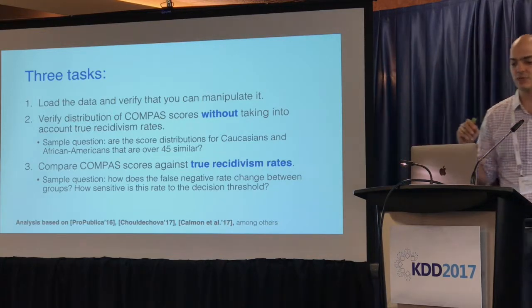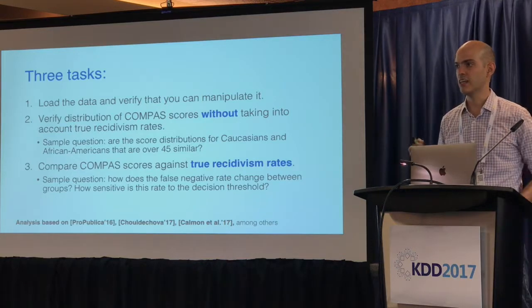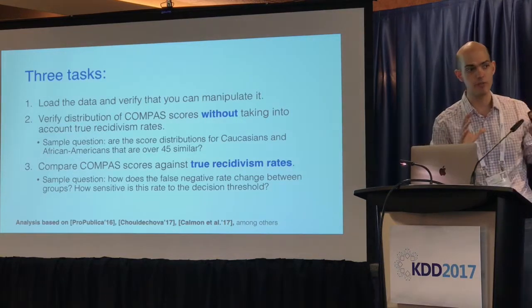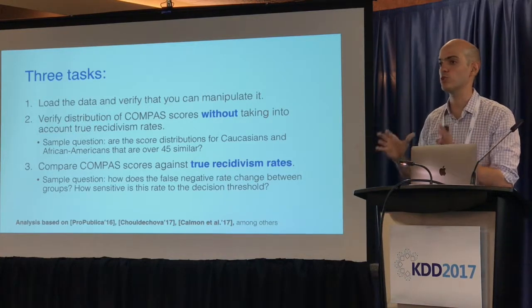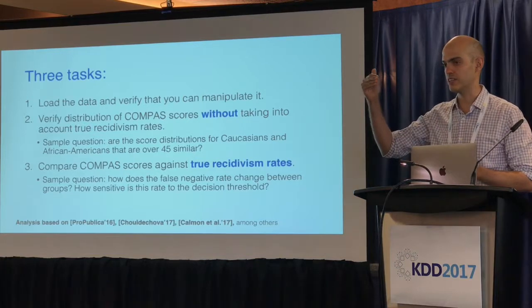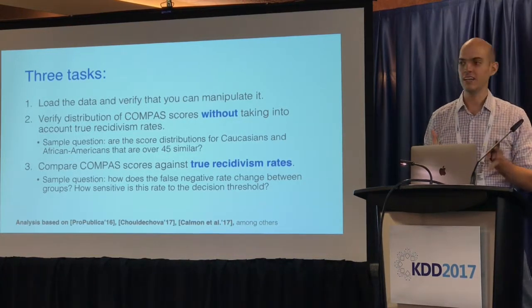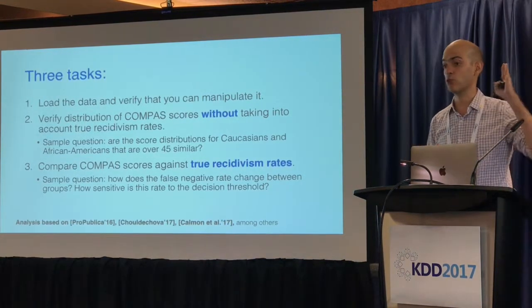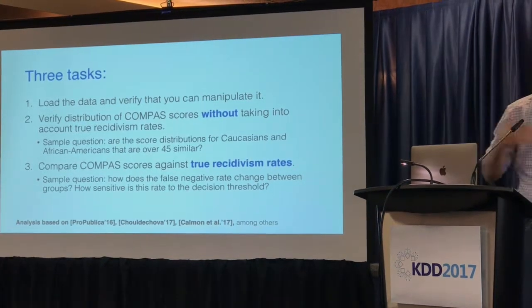The first one is verify the COMPAS score without taking into account recidivism rates. What I mean by that is to look at the scores given by the algorithm like a black box. Assume that we don't know the true recidivism of the defendants. We don't know if they actually went on to commit new crimes or not. Just look at the scores that the COMPAS algorithm gives to each defendant. It's a score from 1 to 10. And look at the distribution. Is it different between Caucasians and African Americans?